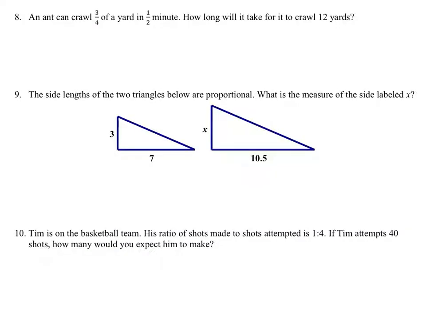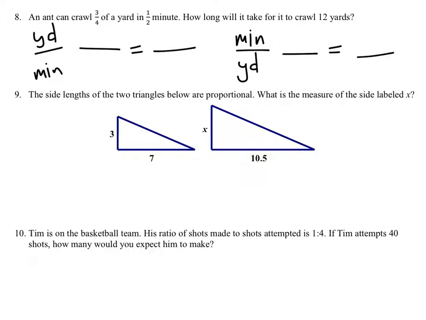Alright, number 8, an ant can crawl 3/4 of a yard in 1/2 a minute. So we got to compare this 2 different ways. We're going to compare yards to minutes, but we'll also compare the minutes to the yards. And it doesn't matter which way you set this up. Again, you get to choose, and then you get to solve using whichever method you like. So, on this one, we'll set up these 2 proportions.